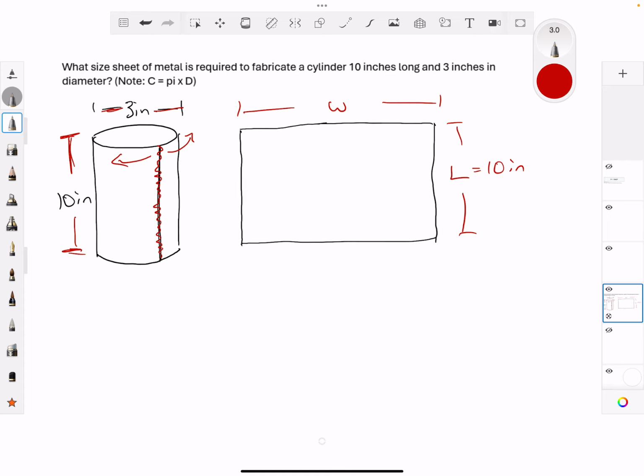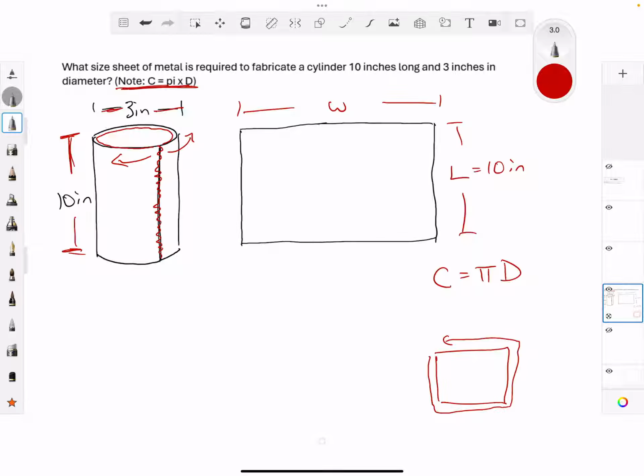It does give us a nice hint right here, because it tells us note C is equal to pi times D. What is this? This is the equation for the circumference of a circle. What is the circumference? It's the distance around the circle, like the perimeter of a square. Like if you have a property and a perimeter, you could have a fence around the outside of it. The circumference of a circle is the outside distance of the circle. So if we can calculate the circumference of a circle, we can find this width.